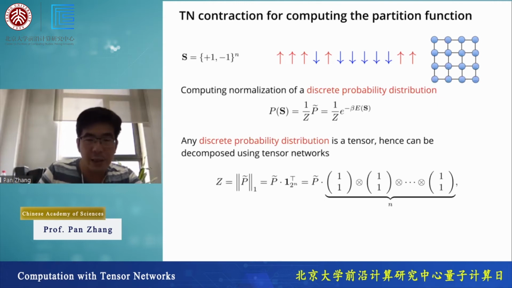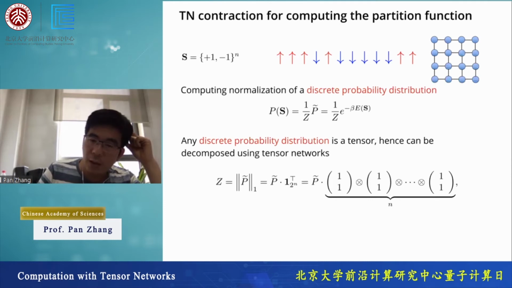You can regard it as a vector, or as a tensor, or as a tensor network with any kind of shape you can make. And it's the same as p tilde. The difference is that p tilde is not normalized. So if we want to compute the normalization of p tilde, we only need to compute the L1 norm of p tilde. So how to do this? How to compute this L1 norm?